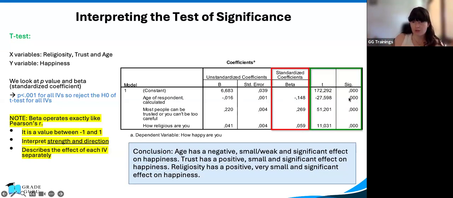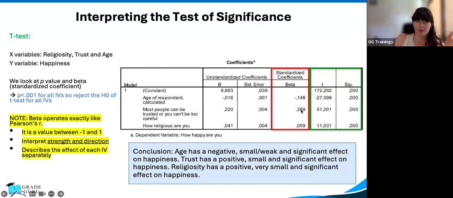So if we look at the beta, this one is for the effect of age on happiness. Okay, your beta is negative, so it's a negative effect. And in terms of the strength guidelines, it fits into the weak or the small category. So the way you would phrase this is age has a negative, weak, and significant effect on happiness. Okay, and then you're done. And then you move on to the next IV.